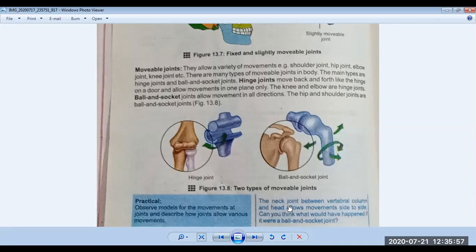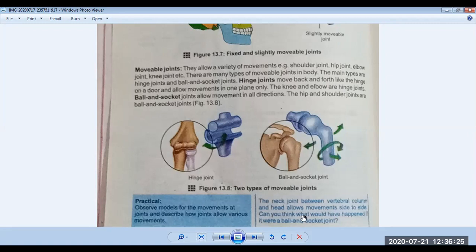But which type of joint do we have in our neck? The neck joint is between the vertebral column and head. So the head has a fixed joint and the vertebral column allows slight movement, so it allows movement side to side. So we can move our neck right and left properly, but we cannot see what is behind us.